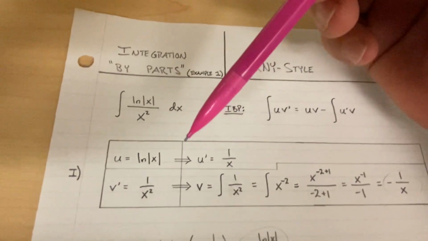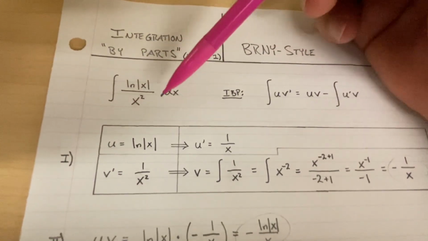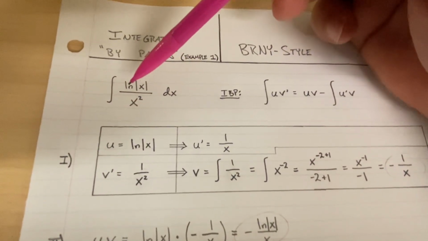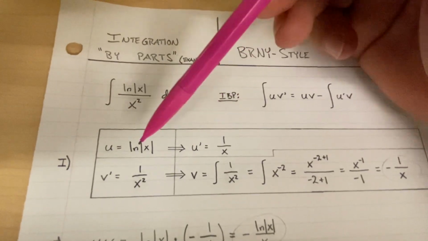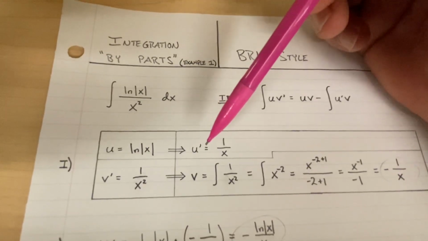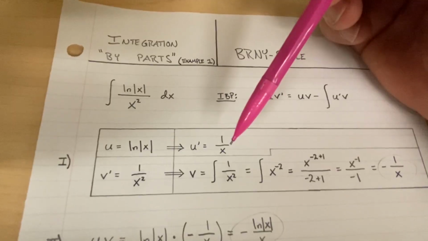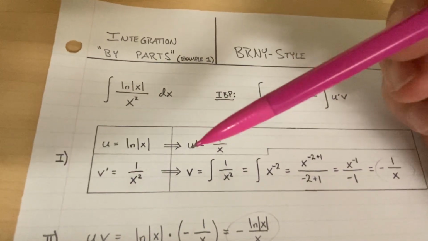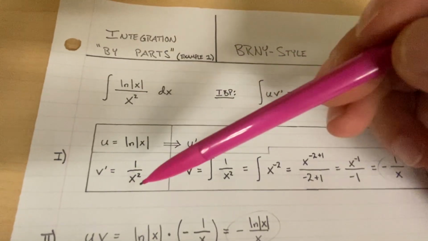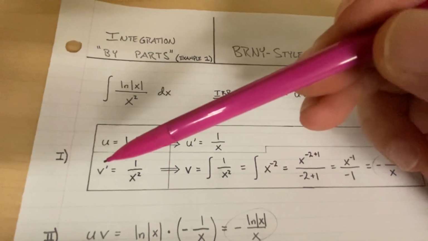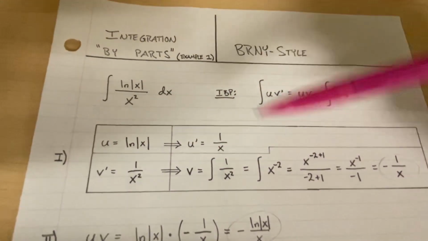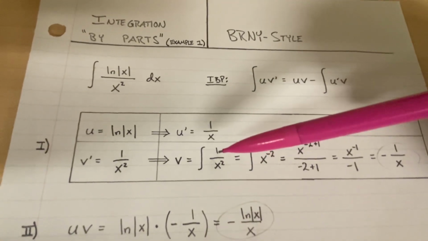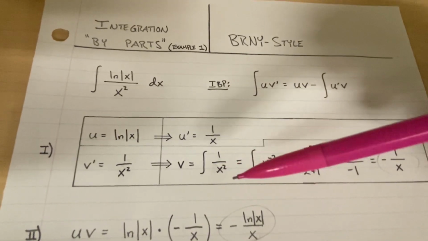So in this case, let's choose u to equal our ln of x, or our numerator function here. The derivative of ln of x, or u prime, is just equal to 1 over x. So that one's pretty easy. Next, we'll pick our v prime, and in this case, it's going to be 1 over x squared. In order to go from v prime to v, we're going to have to integrate our v prime, so it's going to be the integral of 1 over x squared.